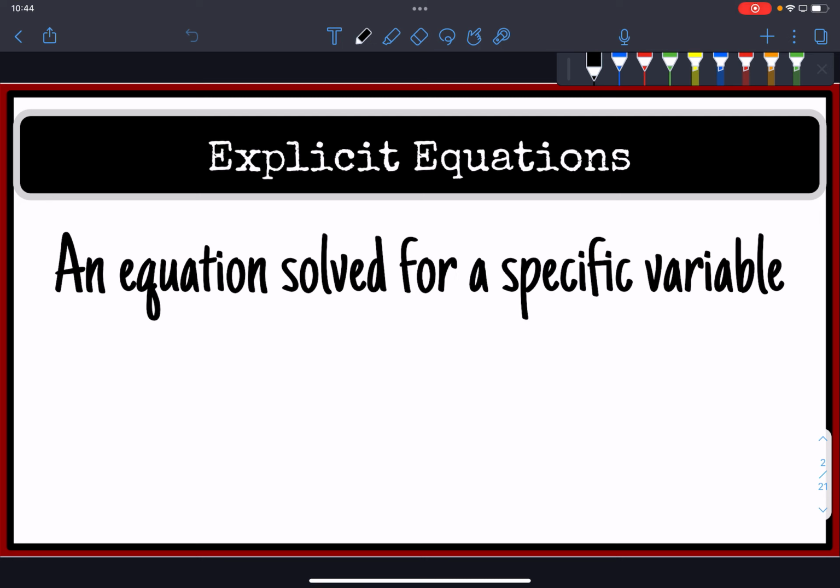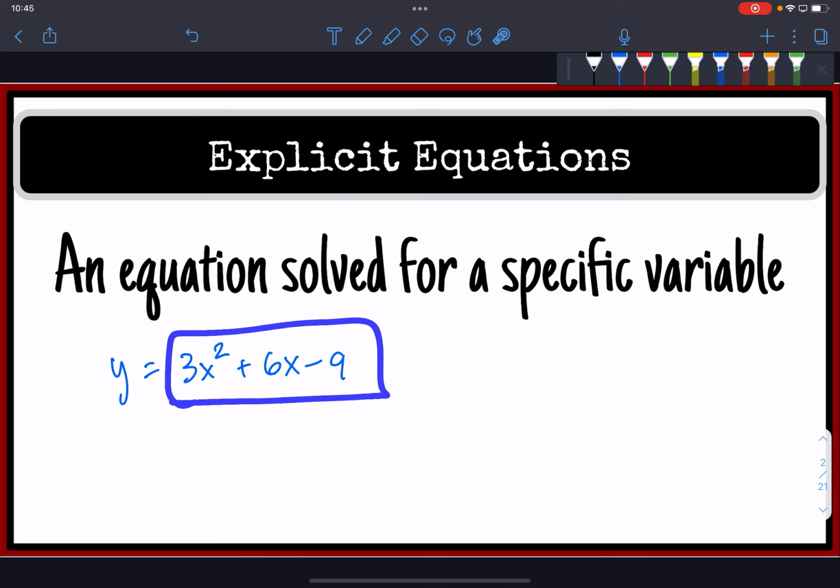An explicit equation is simply an equation solved for a specific variable. For example, y is equal to 3x squared plus 6x minus 9. This is an example of an explicit equation. It explicitly is in terms of x, and we have explicitly solved for y. We know that y is equal to, again, this expression right there.